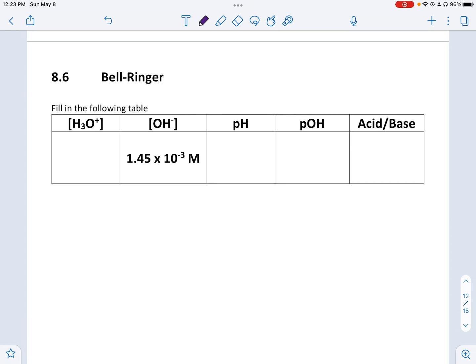So here we go. Here is our bell ringer. Please hit pause and then we'll meet you down below. You will need your calculator today, so keep a hold of it after you get done filling out this table.